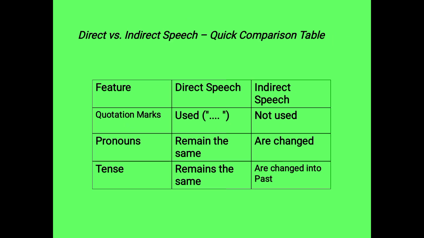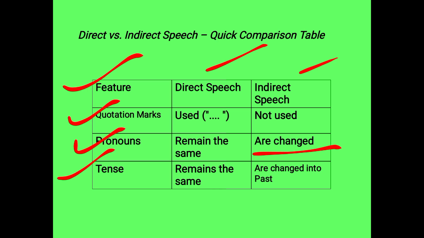Direct versus indirect speech, a quick comparison table. Feature: direct speech and indirect speech. Quotation marks are used in direct speech, but not in indirect speech. Pronouns in direct speech remain the same, but in indirect speech they are changed. Tenses in direct speech remain the same, but in indirect speech they are changed into past.